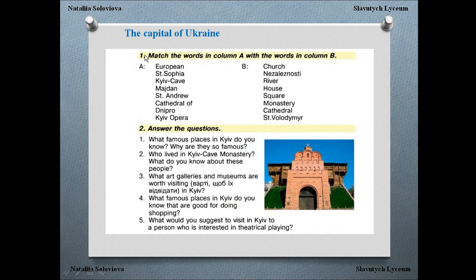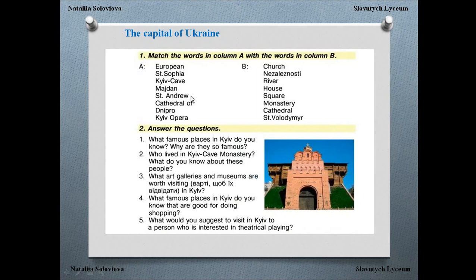So let's match words from two columns to get the names of some places in Kiev. European what? European Square. Okay. Next, Saint Sophia. What is Saint Sophia? Saint Sophia, it's cathedral. Saint Sophia Cathedral. Kiev Cave Monastery. Майдан Незалежності. Sometimes you may find the name Independence Square, but it's not very correct. It's better not to translate such names. Майдан Незалежності. And in the underground, in the tube, you can hear next station is Майдан Незалежності.